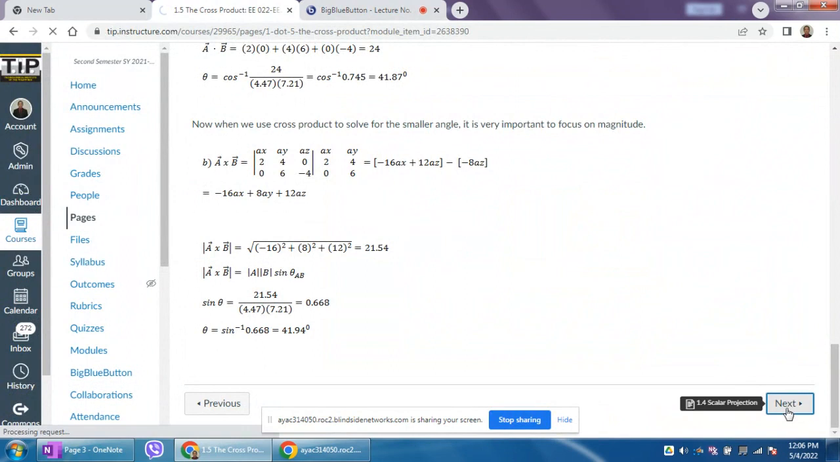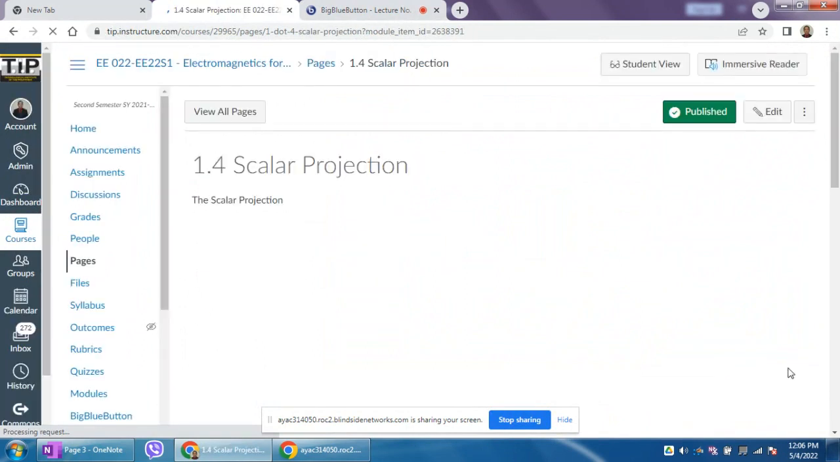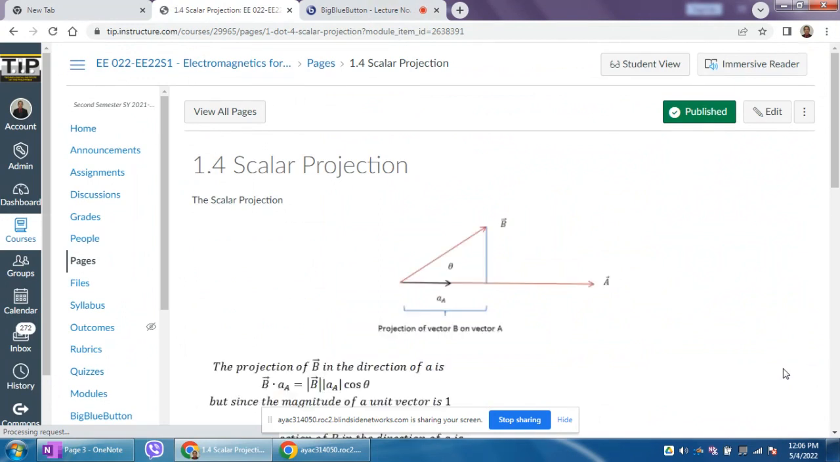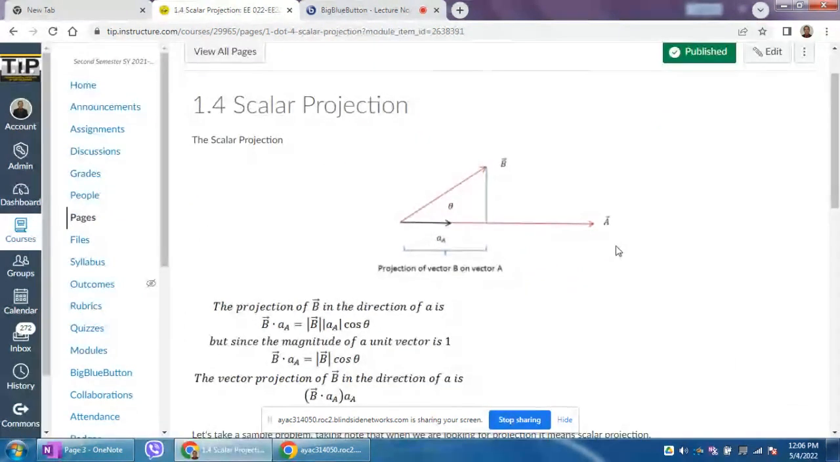Okay, so meron pang kapiranggot na topic po dito. Although madali na lang po ito eh. Ano lang po ito? Scalar projection and vector projection. So yung scalar projection po natin, ganito lang yon. Meron dalawang vector A and B. So pag kinuha mo yung projection of B in the direction of A, ito lang po ang gagawin. So ipo-project mo lang itong vector B sa direction ng A.